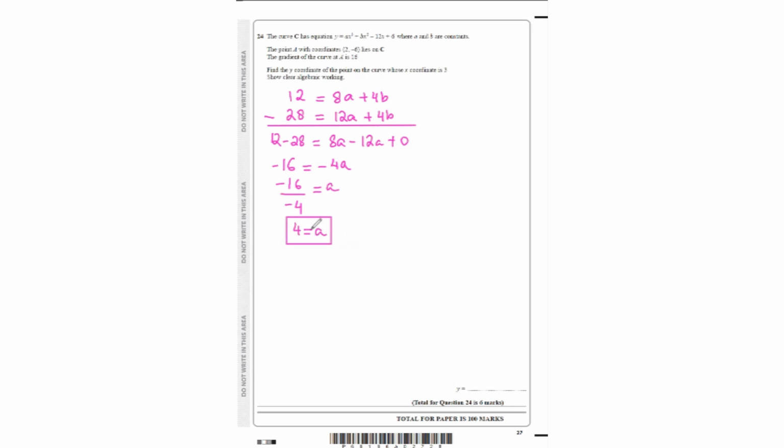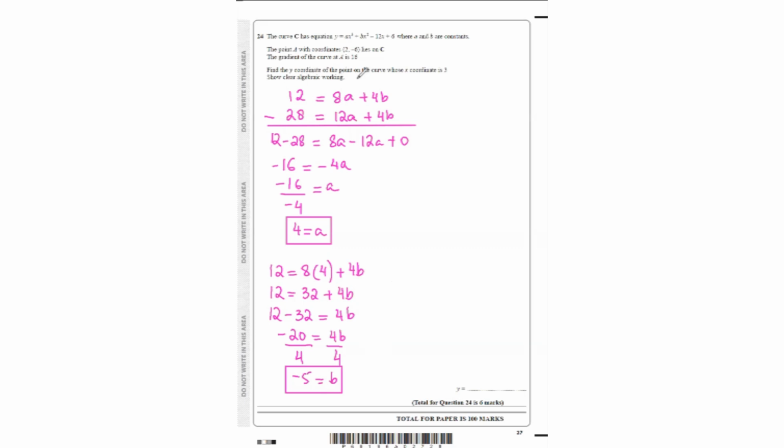And for b, we just substitute a back into either of the equations. I'm going to pick the first one. So 12 equals 8 times 4 plus 4b. 12 equals 32 plus 4b. 12 minus 32 equals 4b, which is negative 20. Divide both sides by 4, and negative 5 equals b. So that's your value of a and b.